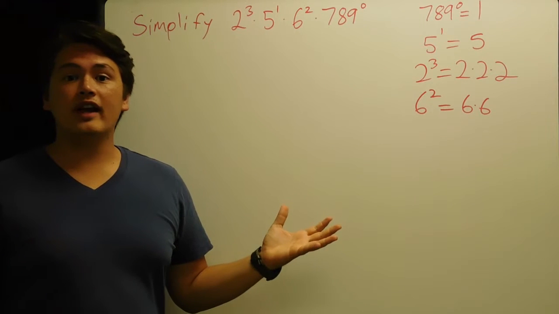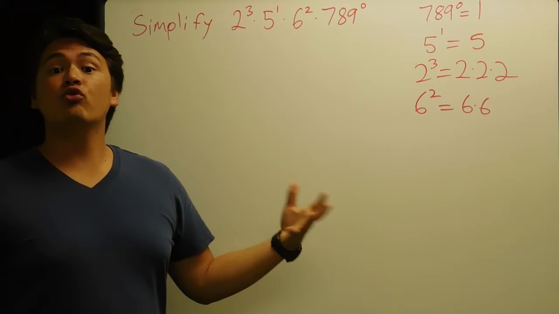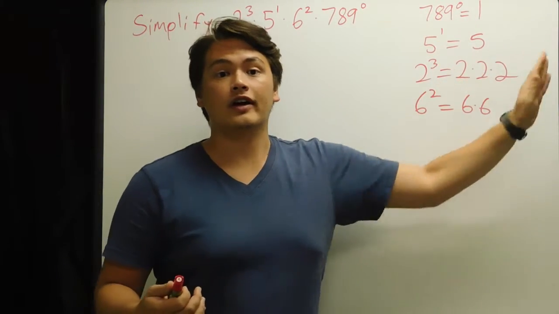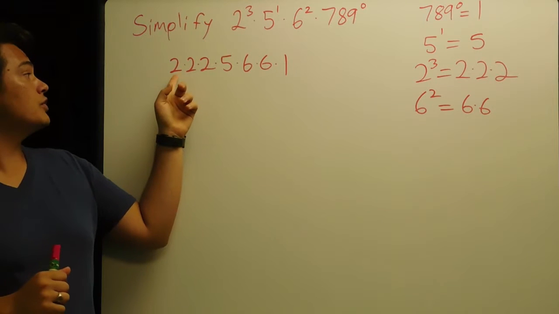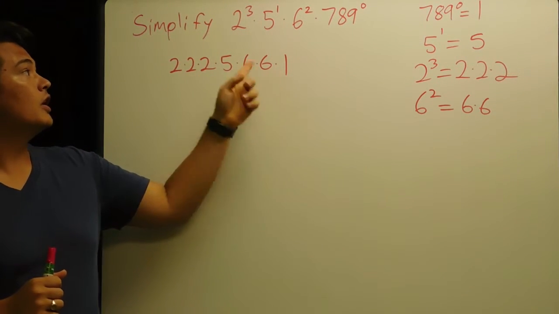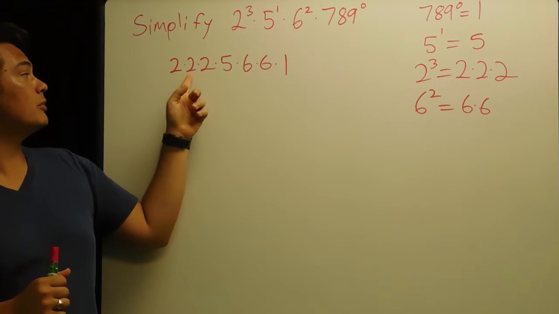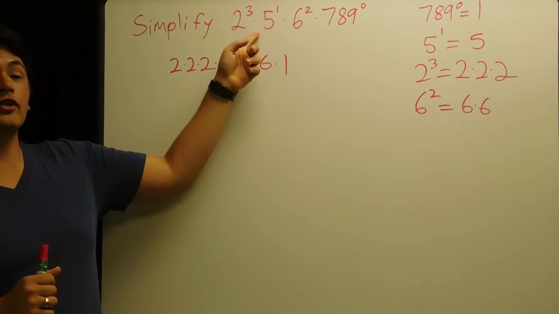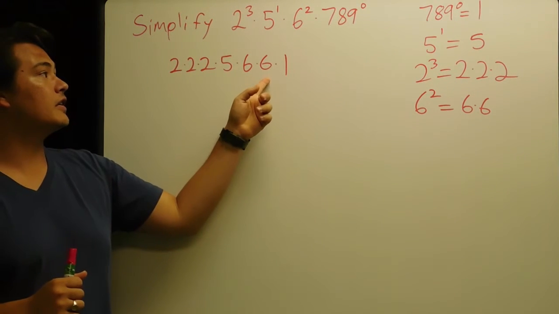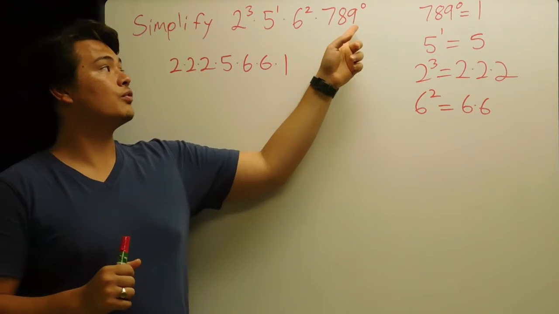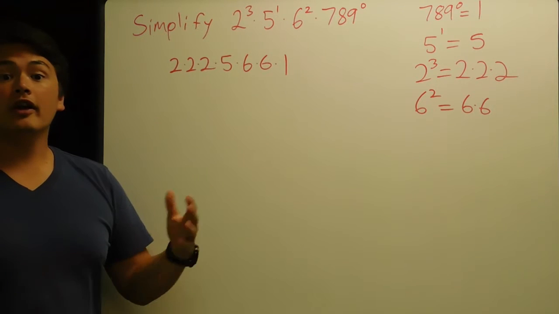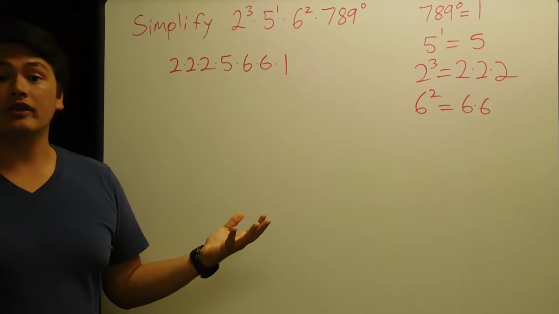So now that we've broken down all of these numbers, let's rewrite them like they are on this side of the equal sign. It's rewritten as 2 times 2 times 2 times 5 times 6 times 6 times 1. 2 to the third power is 2 times 2 times 2. 5 to the first power is just 5. 6 to the second power is 6 times 6. And 789 raised to the 0 power is just 1. From there, we can simply multiply all these together.